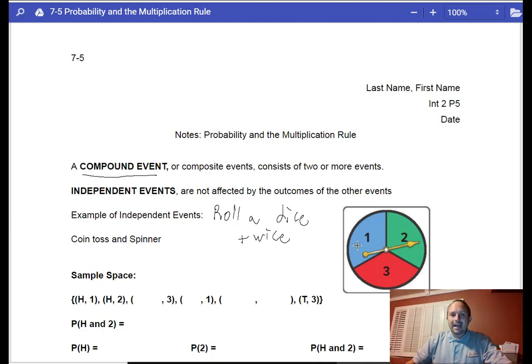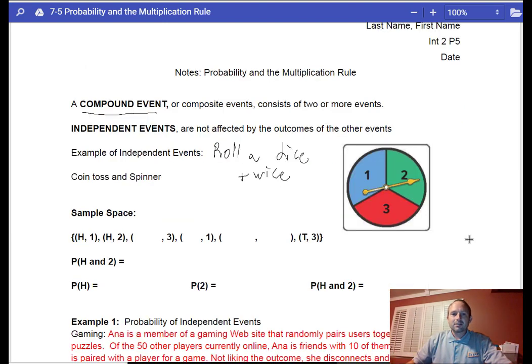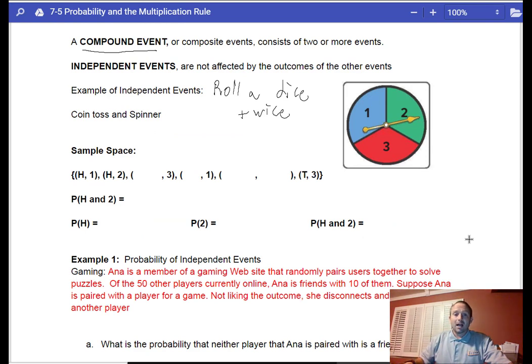So some sample spaces of this, meaning what are all the possible outcomes, would be head 1, head 2, head 3. So for example, we're going to be talking about a coin toss and the spinner. So if we're doing a coin toss and a spinner, heads 1, heads 2, heads 3, and then we have tails 1, tails 2, and tails 3.